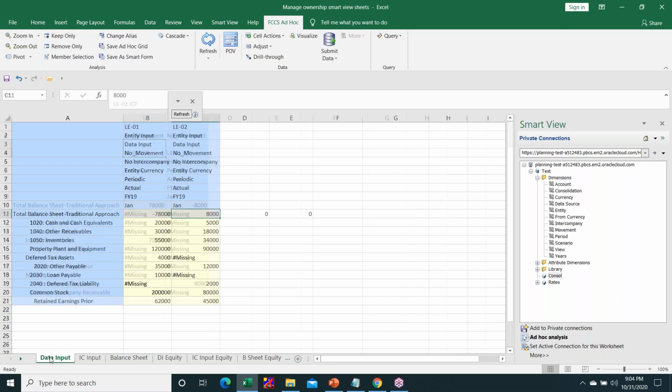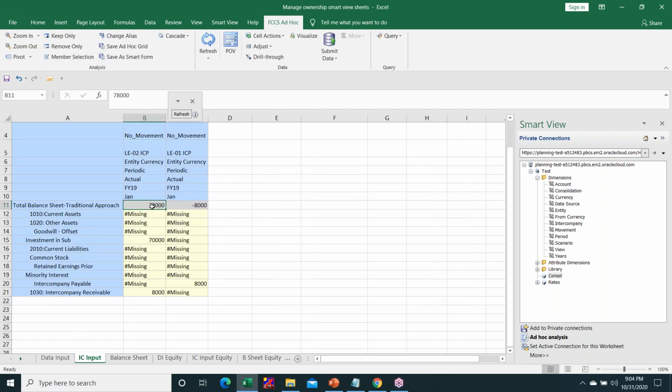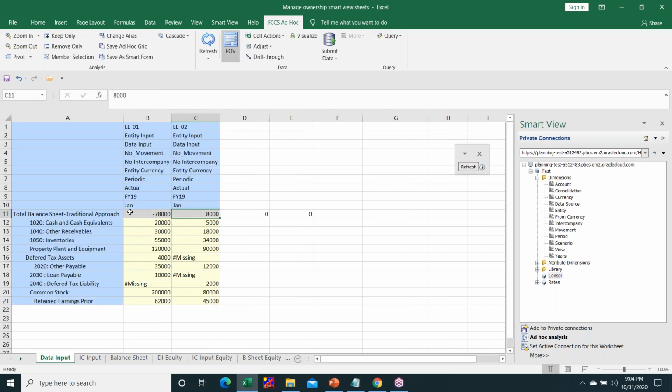So you see that we have the difference of 78,000 and 8,000. The similar number we have entered against the intercompany partner. So now by entering this number, our balance sheet gets matched. We have done exactly the difference amount entry within the FCCS application. So we have loaded the trial balance number into the application.